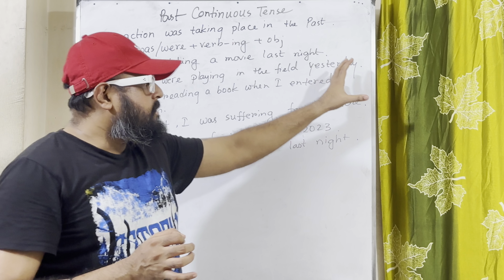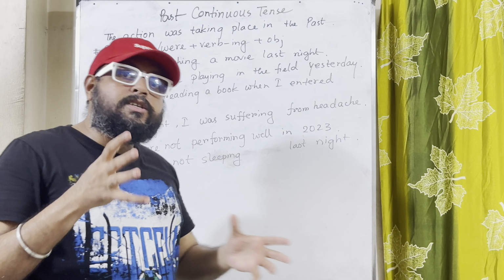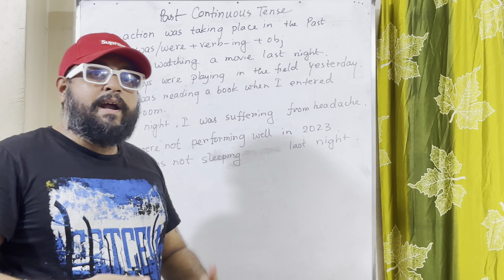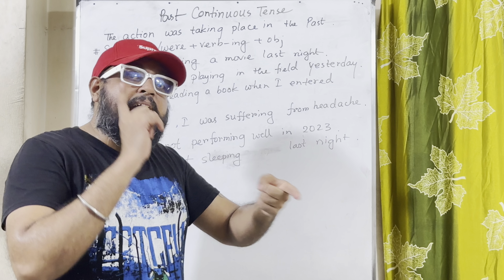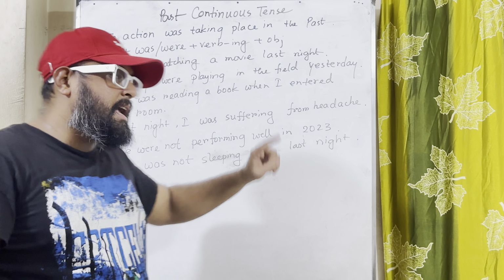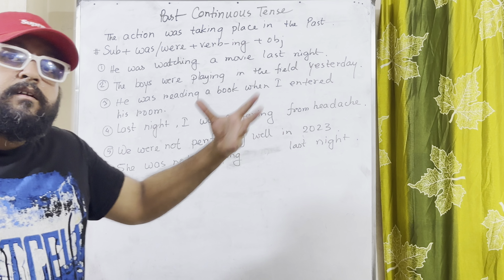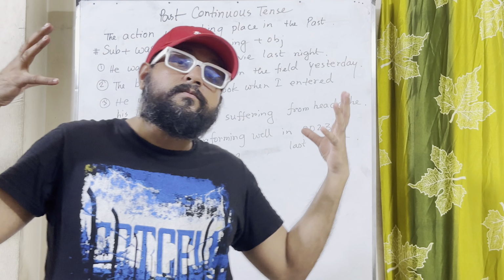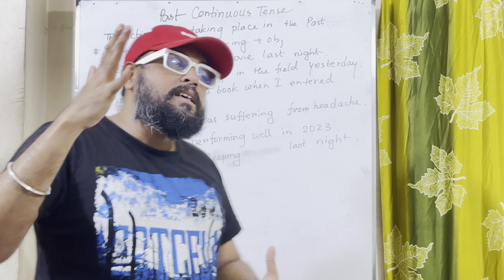Again, the action was happening in the past time and I need to mention this at the present moment, and that is the reason I am using the past continuous tense. Remember, the action was going on in the past time. So these are the indicators like yesterday and last night. They help the reader to understand that the time is a past time.